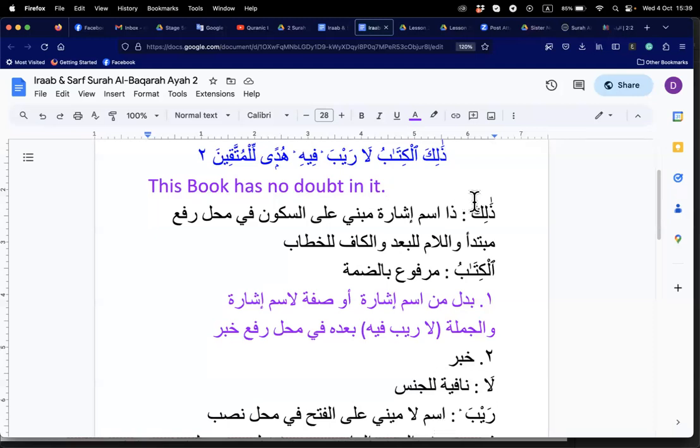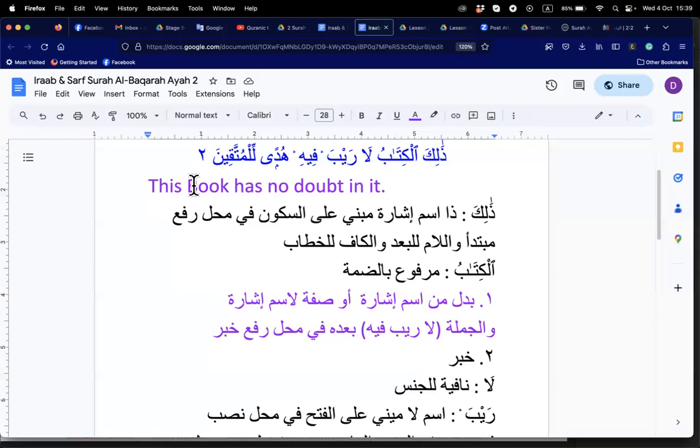And where does the hash come from? Oh, okay. So this book is basically no doubt in it. This book is no doubt in it. We don't say that in English. Yes. So we say this book has no doubt in it. But this is our khabar of this book.